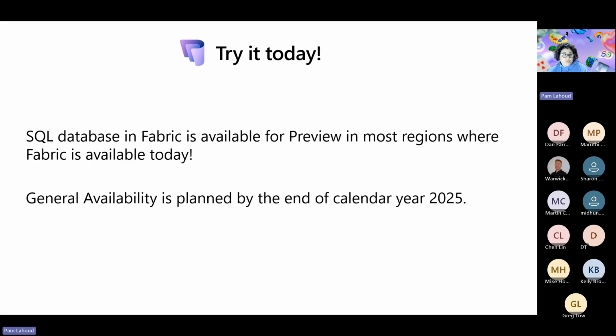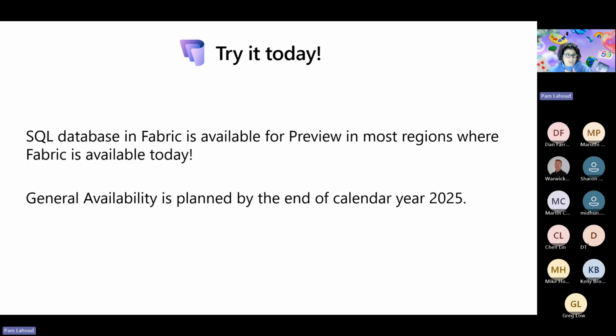So the service itself is ready to go if you don't need those additional features, but we really want to make sure we have that enterprise level security before we go to GA. So that's what's holding up GA. But try it today. If you have a Fabric capacity, you can spin up a database and play with it.